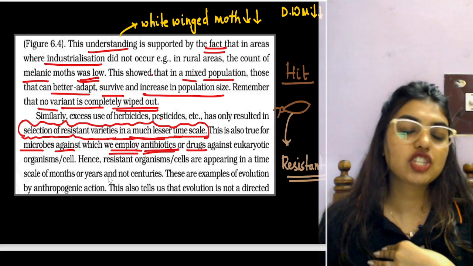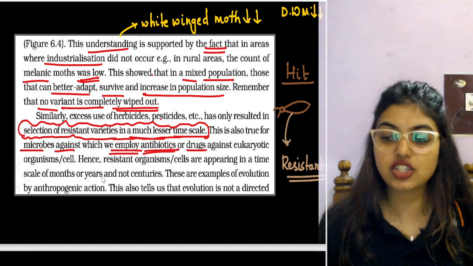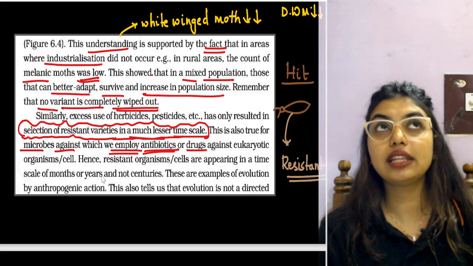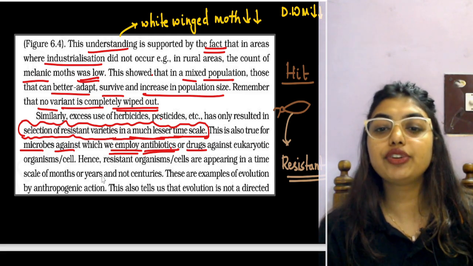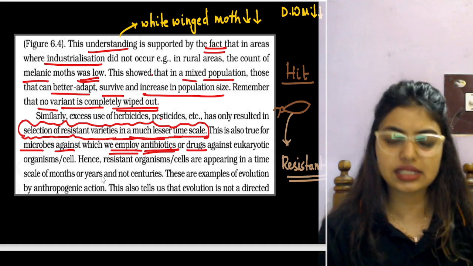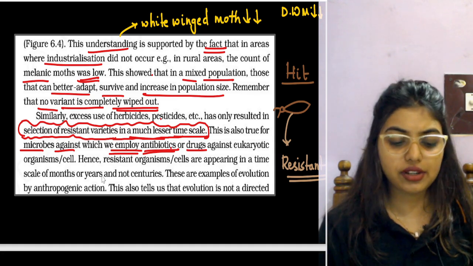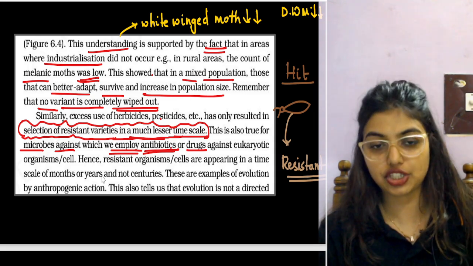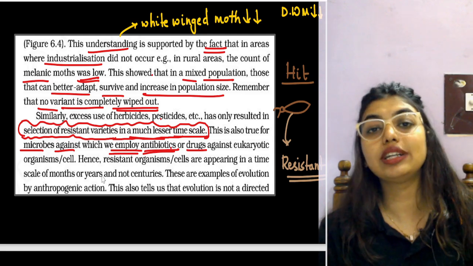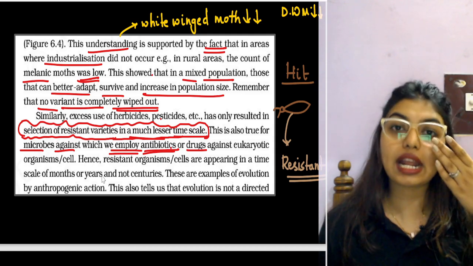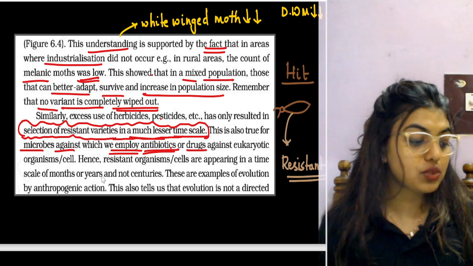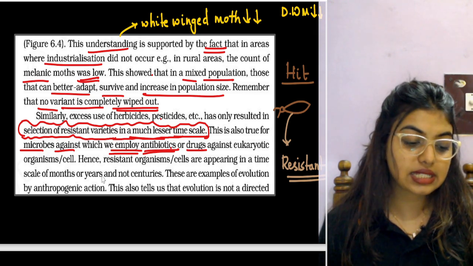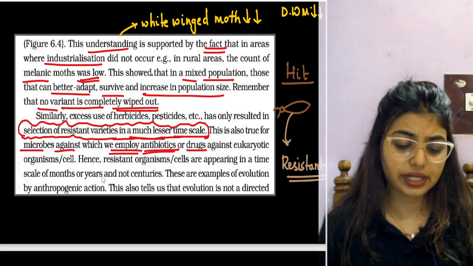So if there was a change in humans, let's say, it is going to take a lot of time. But in the case of a smaller organism, it is going to take only a few days, months, let's assume months, or years. Understood? Months or years. These are the examples of evolution by anthropogenic actions. This also tells us that evolution is not direct. This is because of human-made activities, which means because we do something, they start continuing it.